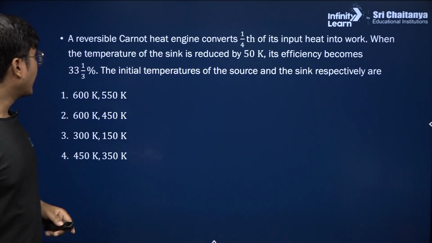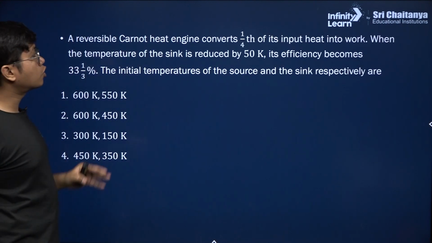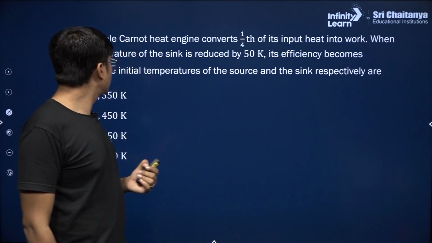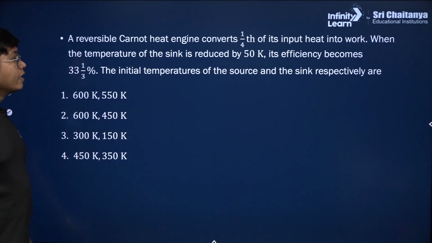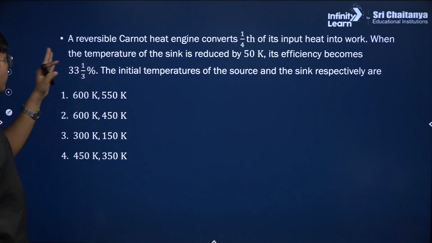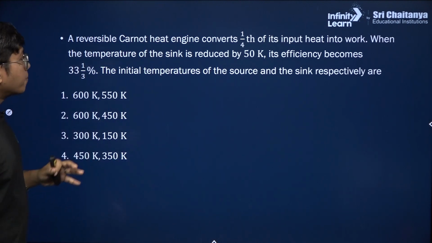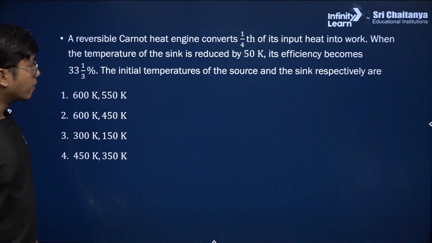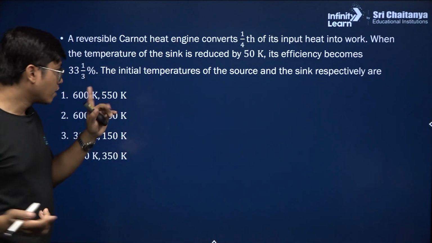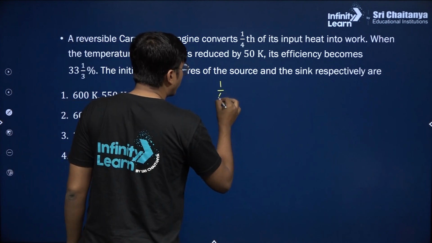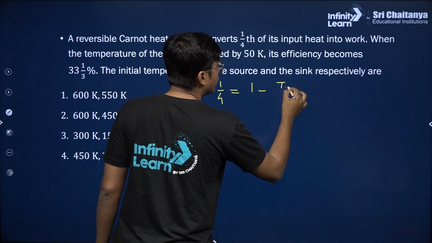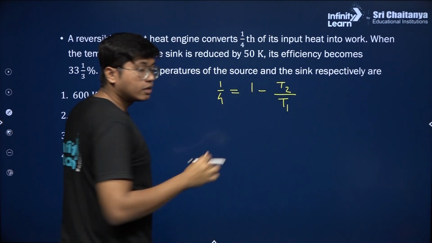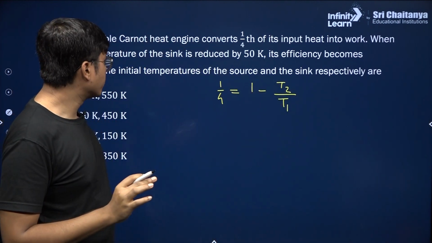Okay. Next, a reversible Carnot engine converts 1/4 of its input heat into work. When the temperature of the sink is reduced by 50 Kelvin, its efficiency becomes 33 1/3%. The initial temperature of the source and sink respectively are. So again, it's just the same thing. First case, efficiency 1/4 is equal to 1 minus T2 by T1. T2 is the sink temperature, T1 is the source temperature.